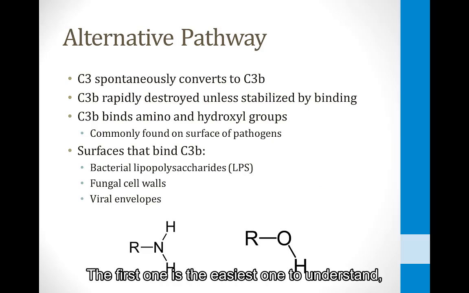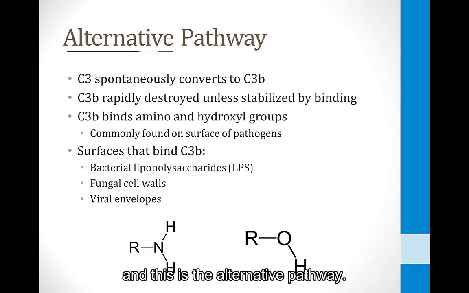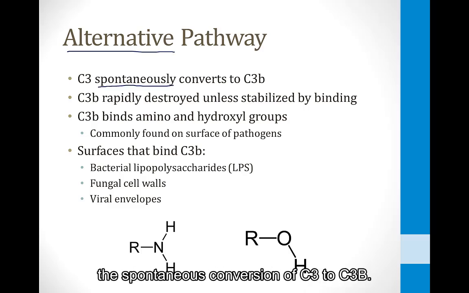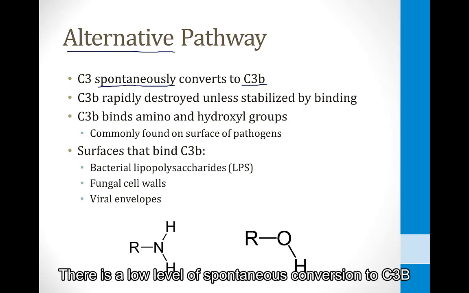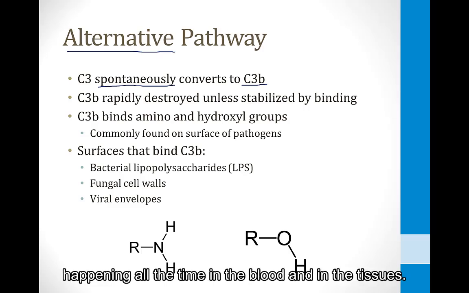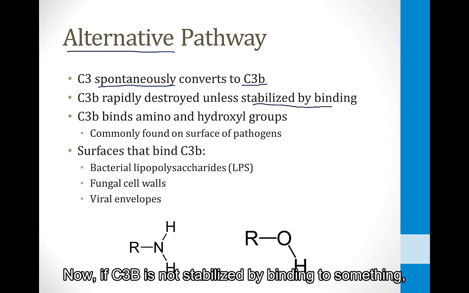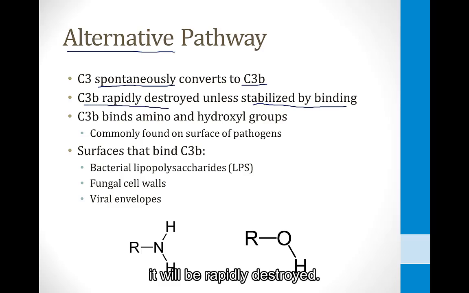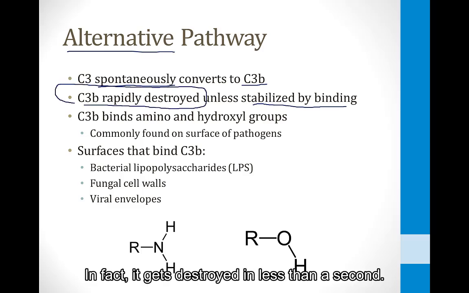The first one is the easiest one to understand, and this is the alternative pathway. And the reason it's easy to understand is because this simply involves the spontaneous conversion of C3 to C3b. There is a low level of spontaneous conversion to C3b happening all the time in the blood and in the tissues. Now, if C3b is not stabilized by binding to something, it will be rapidly destroyed. In fact, it gets destroyed in less than a second.